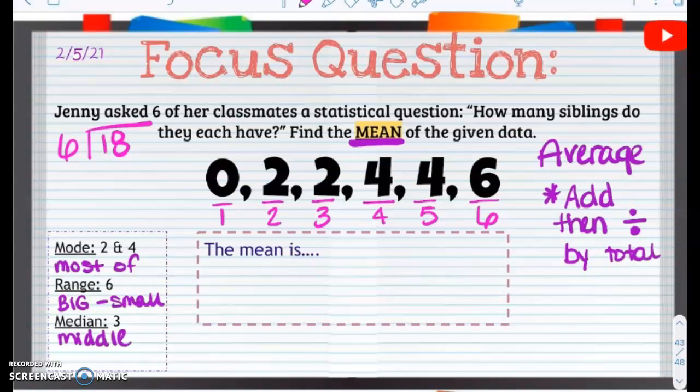So 18 divided by 6, well, I know 6 can go into 18 3 times. So our mean is going to be 3. Our mean or our average is going to be 3. I know 6 can go into 18 3 times. You get 18, you subtract, you get 0. And that is going to be it for the focus question.